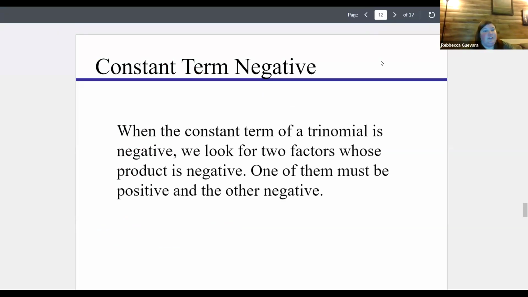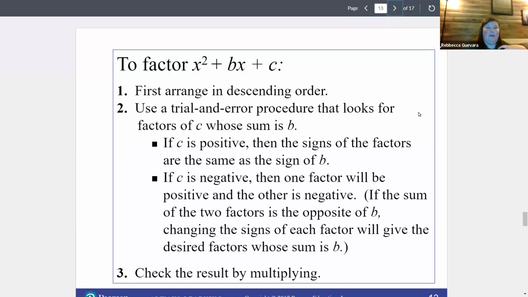The constant term of a trinomial is negative. We have to look for 2 factors whose product is negative, meaning when we look at those factors, one has to be positive and one has to be negative. If your middle term is negative, that would mean that the bigger of the factors is negative. And if your middle term is positive, that would mean the bigger of your factors is positive. So this was just a way to put your rules together and make it concise.